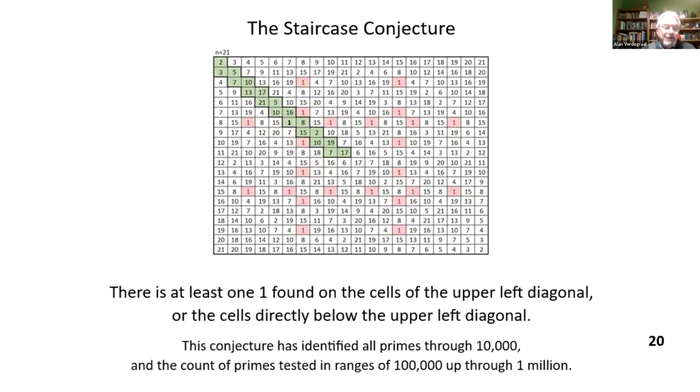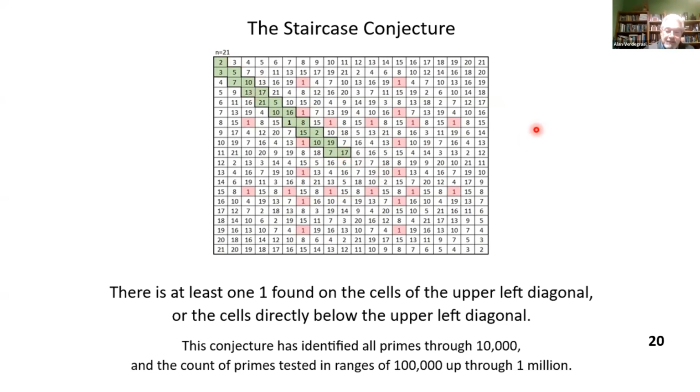So we observed something very interesting that I have called the staircase conjecture. See this green band here? It's formed by part of the main diagonal and the diagonal underneath that main diagonal. I observed that for a composite number, there is at least one 1 in this green zone. And so we only have to test this green zone for a 1.